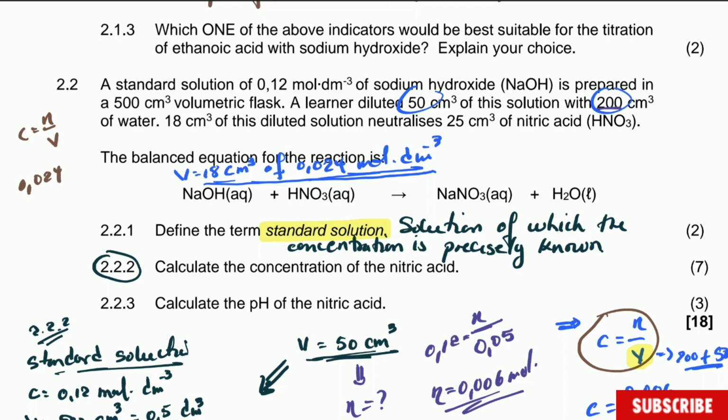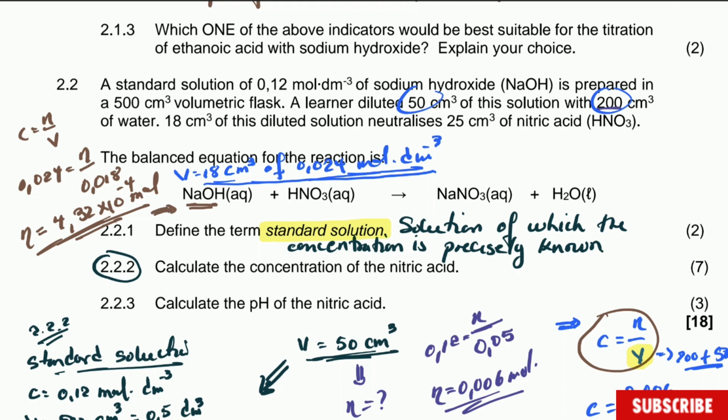The concentration that was calculated, 0.024, is equal to number of mole divided by the volume, which is 18. Remember, you divide by 1000, so it's 0.018. So the number of mole here that you get is going to be equal to, and it's a very small number, so it is in scientific notation, 4.32 times 10 to the minus 4 mole. That is the amount of substance you get there for sodium hydroxide that neutralizes the nitric acid, guys.